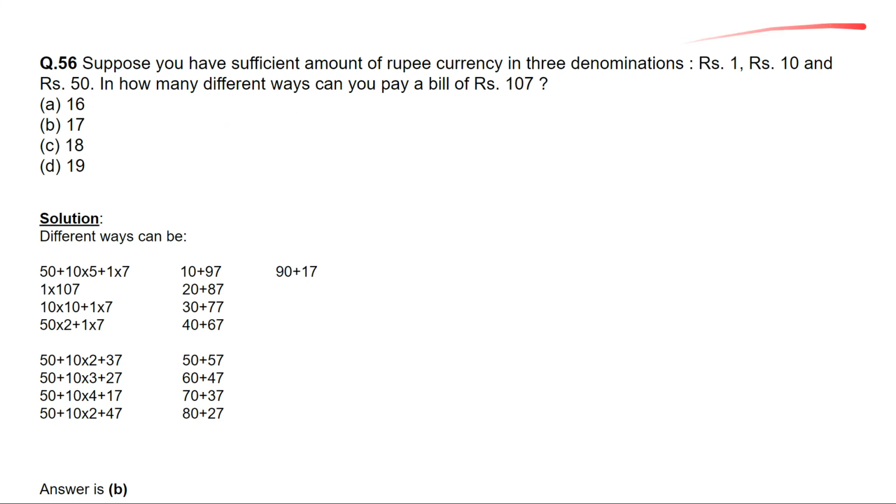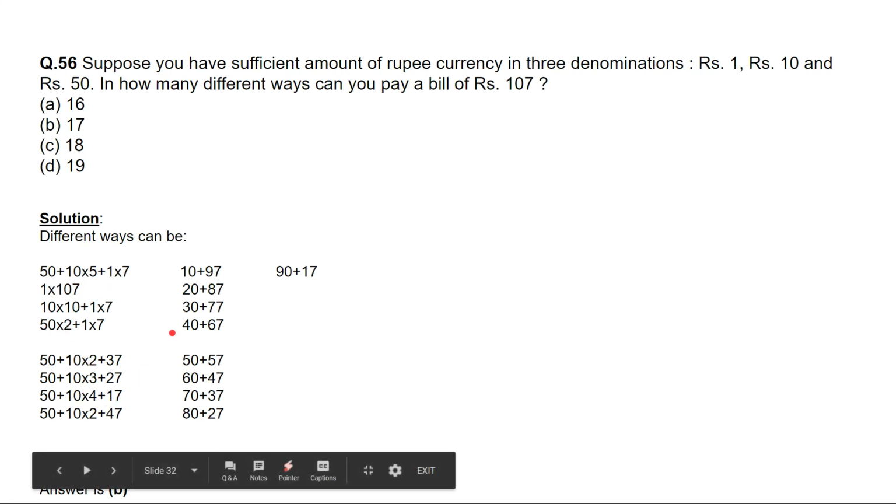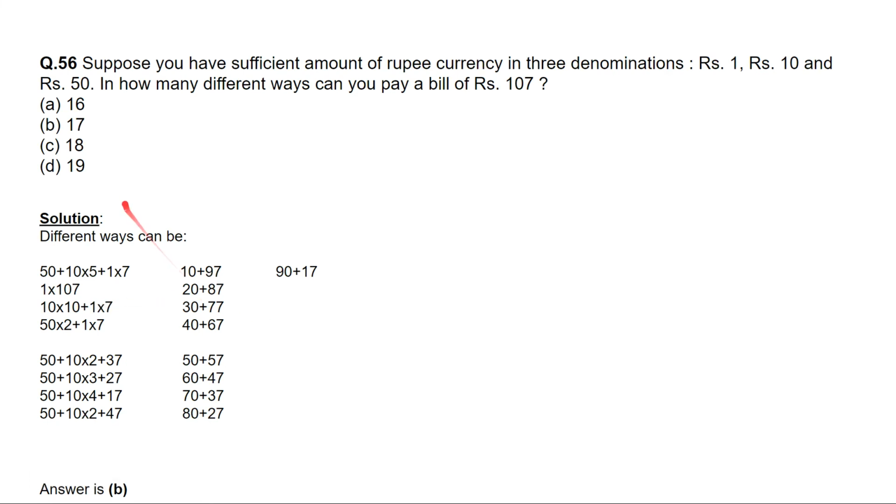Okay, so here it is saying you have currency notes of 1, 10, and 50, and you have to find out how many different ways you can use these currency notes to pay a bill of 107. These are the different ways that I have listed here, and there are a total of 17 ways. So the correct answer is going to be 17.